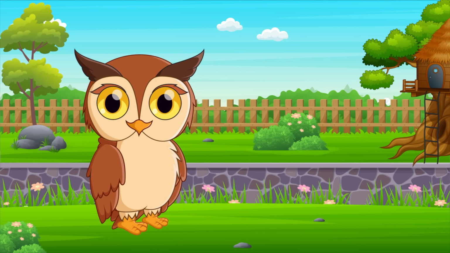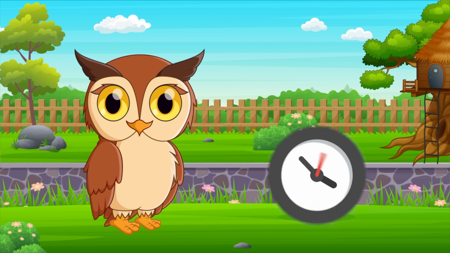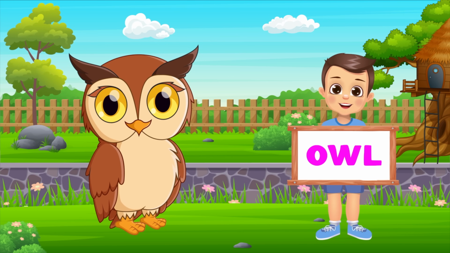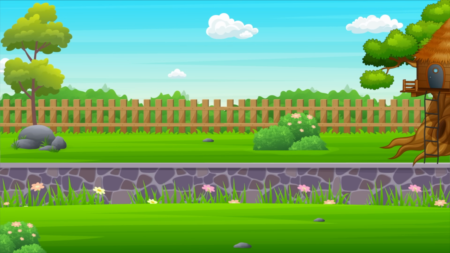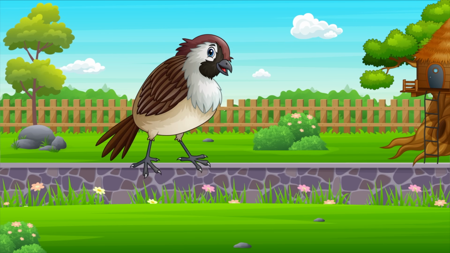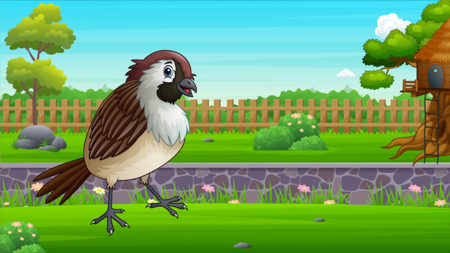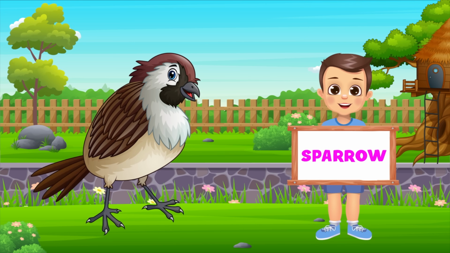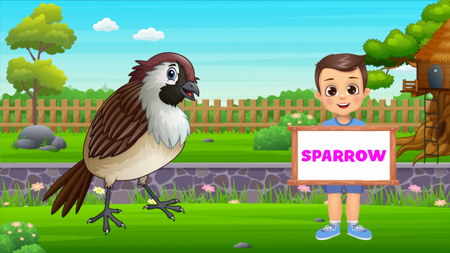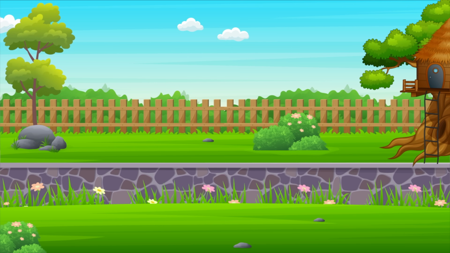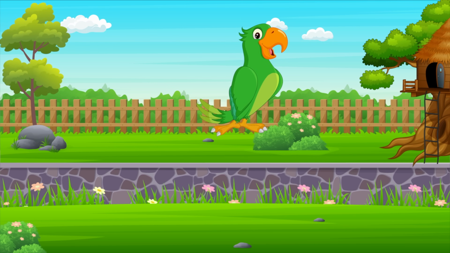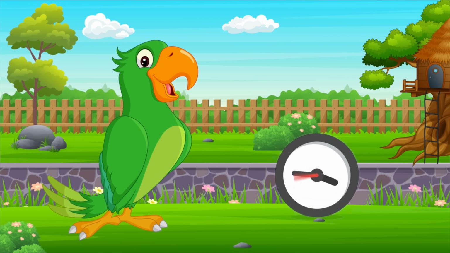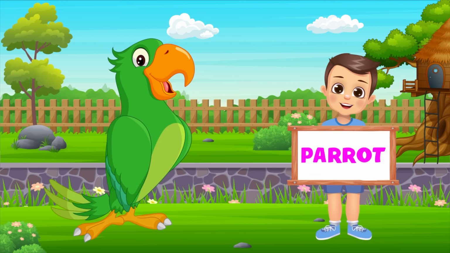Which bird is this? Owl. Which bird is this? Sparrow. Which bird is this? Parrot.